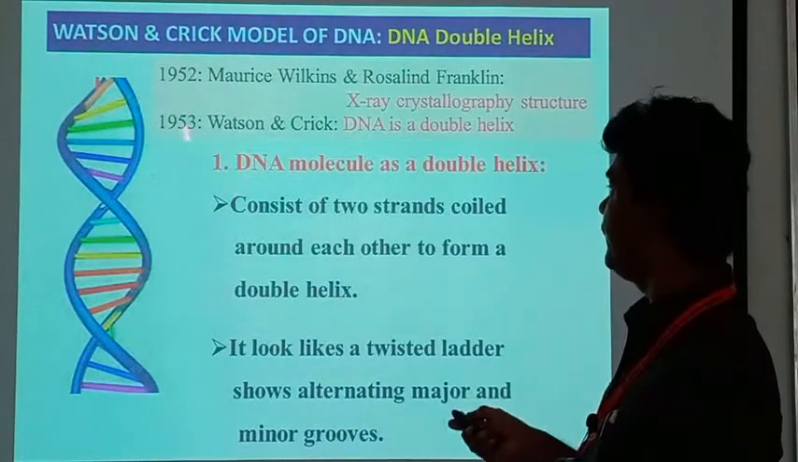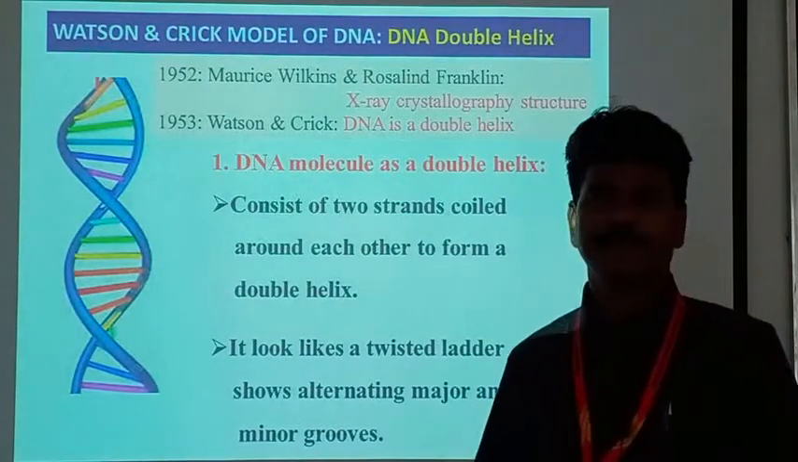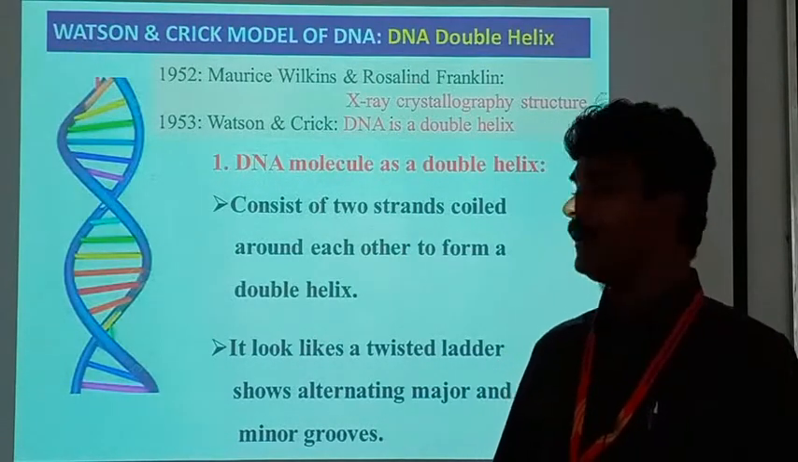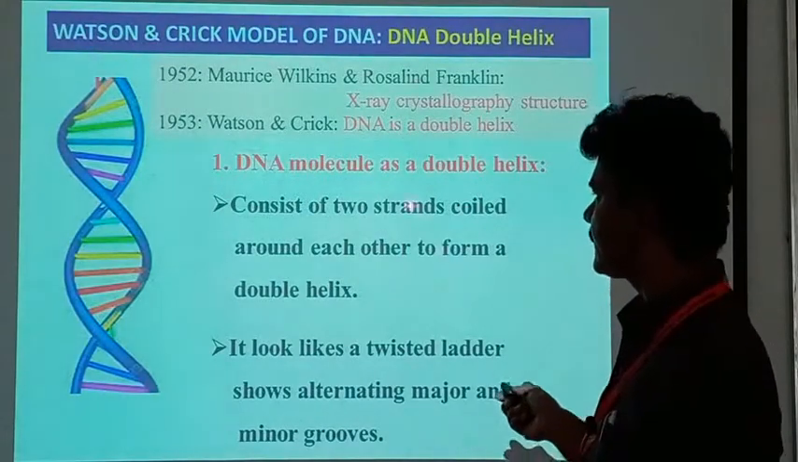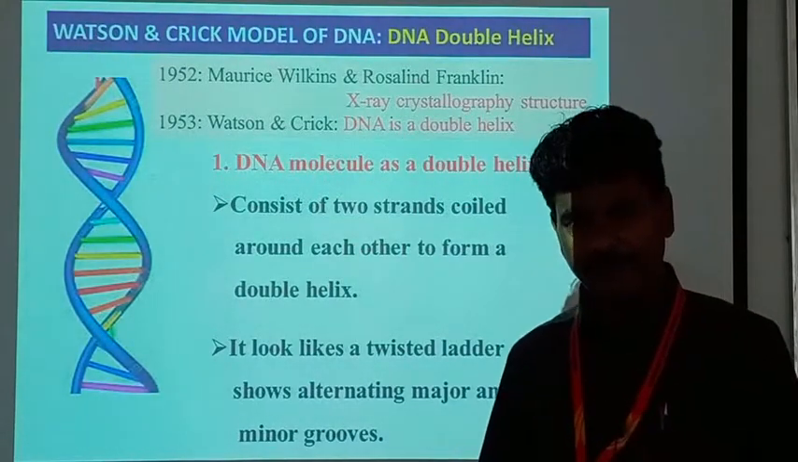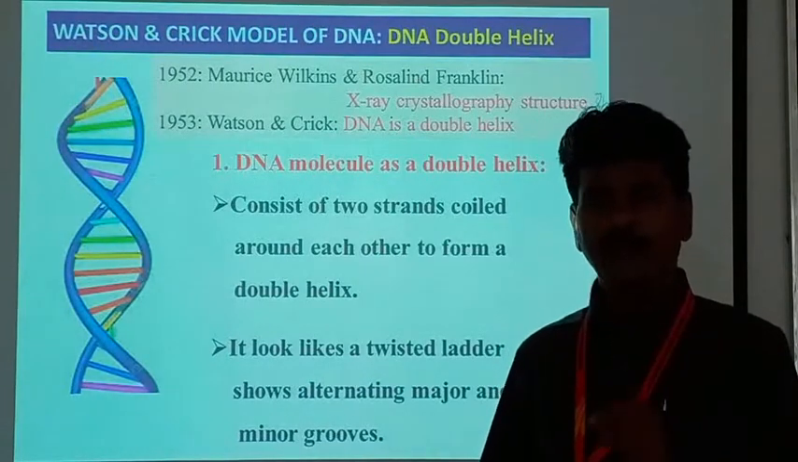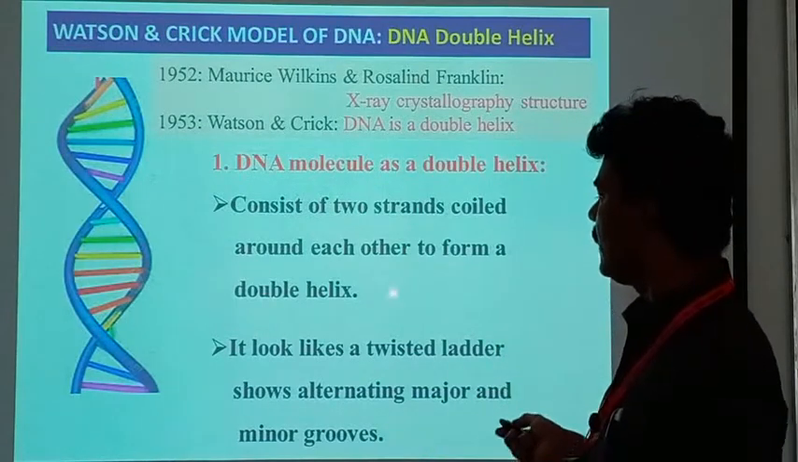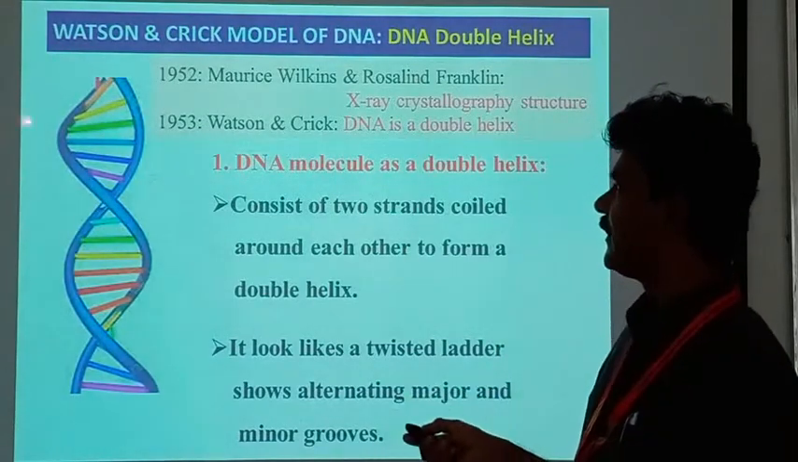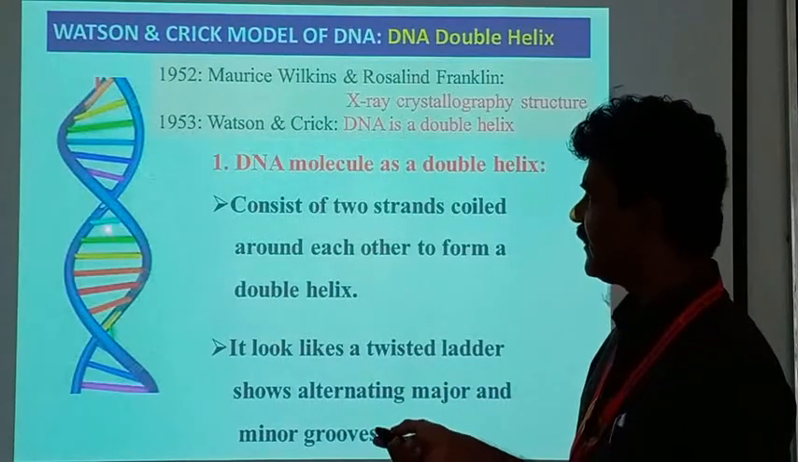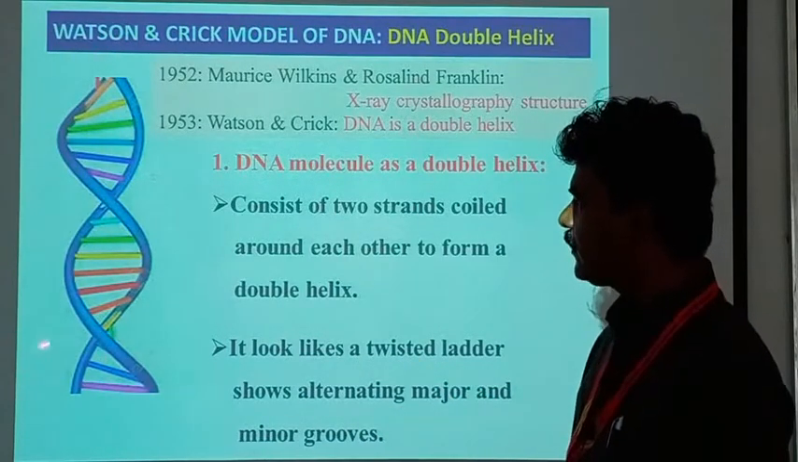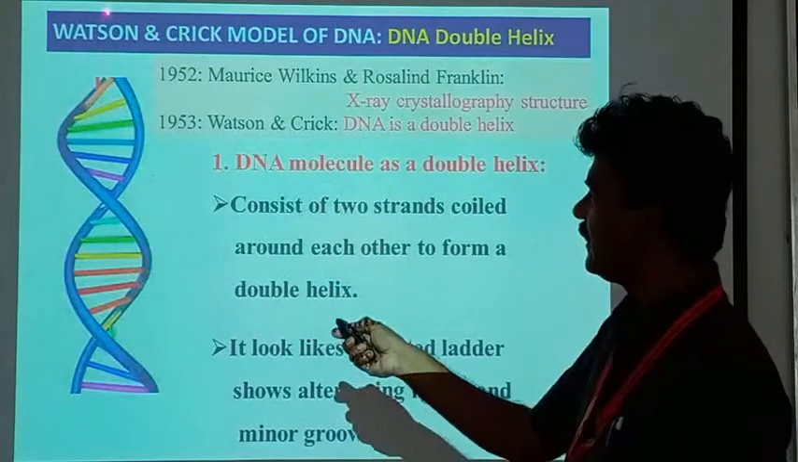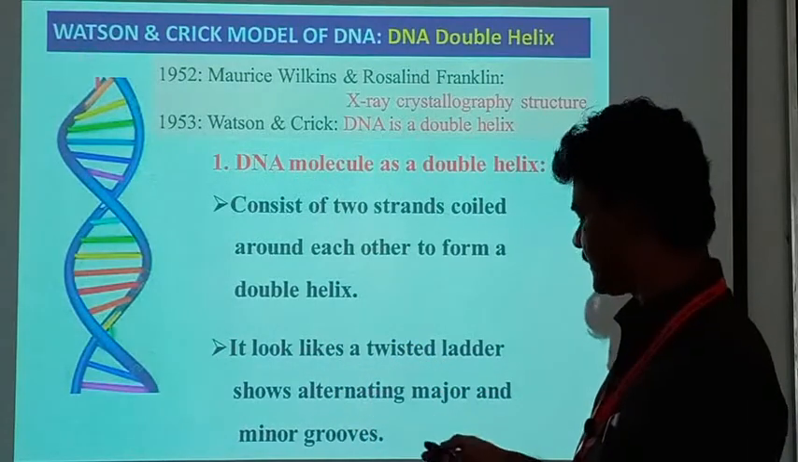According to Watson and Crick, the DNA molecule is a double helix. What does it mean? According to them, the DNA molecule consists of two strands. These two strands are coiled with each other around a central imaginary axis. They are twisted with each other and have a central imaginary axis.